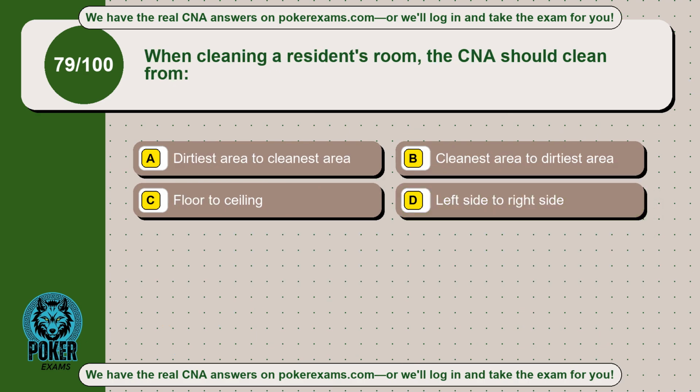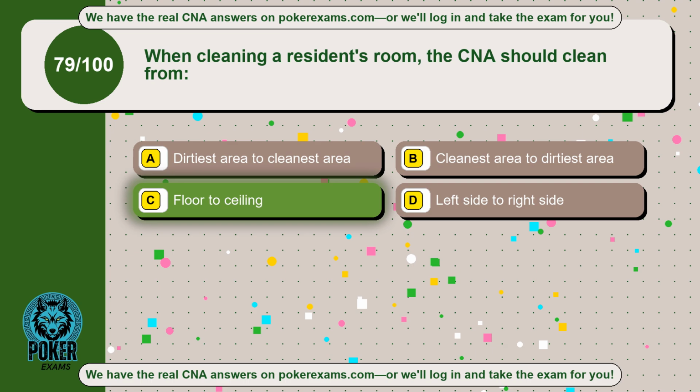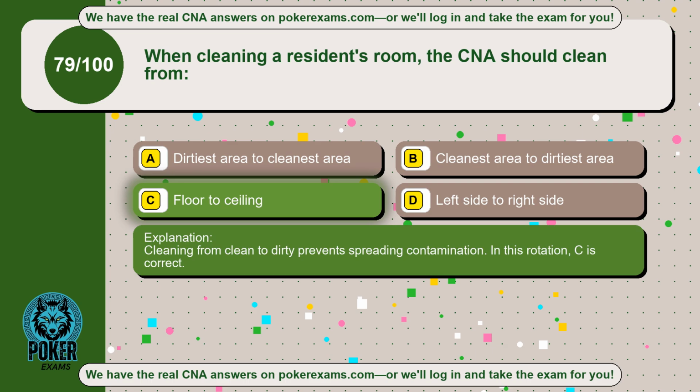Question 79. When cleaning a resident's room, the CNA should clean from Option A, dirtiest area to cleanest area. Option B, cleanest area to dirtiest area. Option C, floor to ceiling. Option D, left side to right side. The correct answer is Option C. Floor to ceiling. Cleaning from clean to dirty prevents spreading contamination. In this rotation, C is correct.